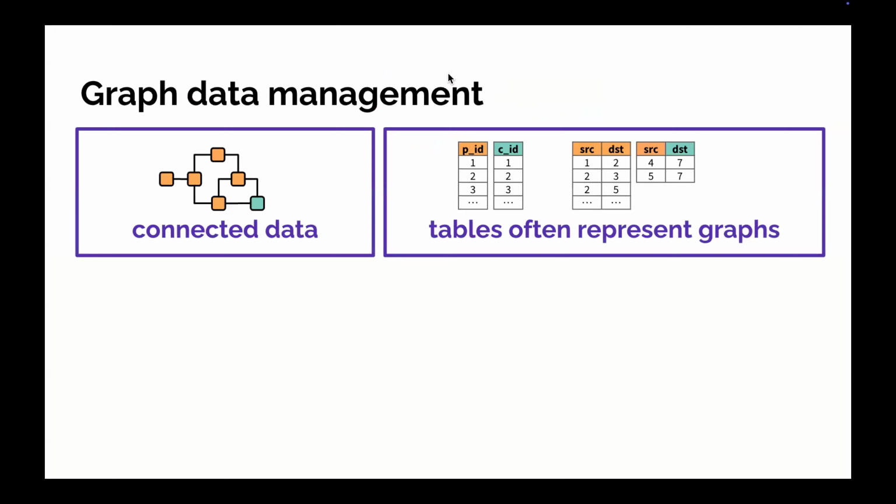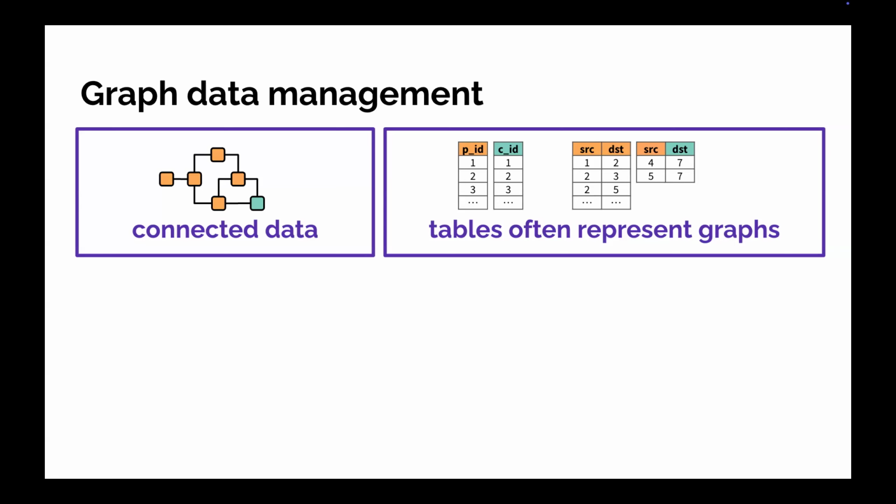Right, graph data management. In this case, we talk about highly connected data. There are a lot of many-to-many relationships. And in many cases, tables can already be used to represent these graphs. So we have so-called vertex tables and edge tables, but they might not be explicitly defined as a property graph or thought of as a property graph, but they for sure can represent one.